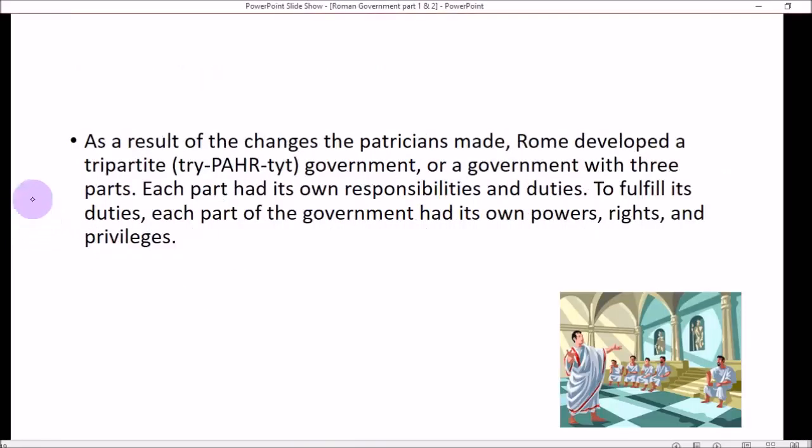All right, next paragraph. As a result of the changes the patricians made, Rome developed a tripartite government, or a government with three parts. Each part had its own responsibilities and duties. To fulfill its duties, each part of the government had its own powers, rights, and privileges.